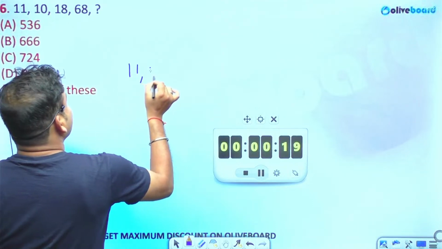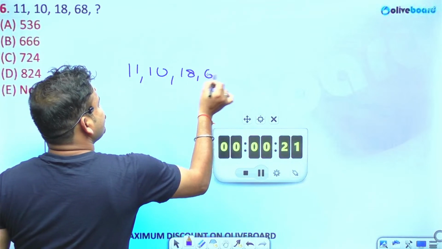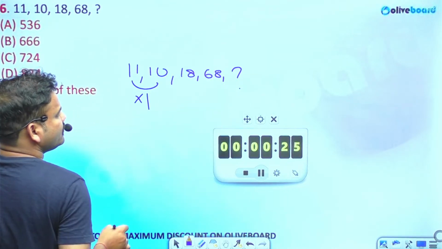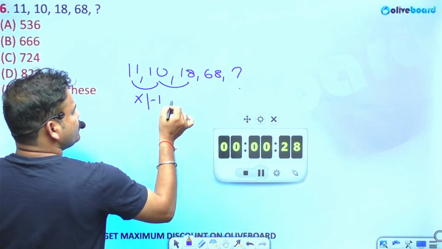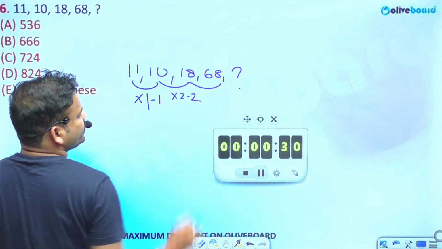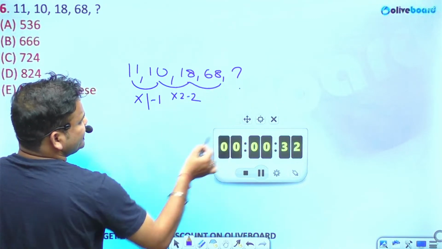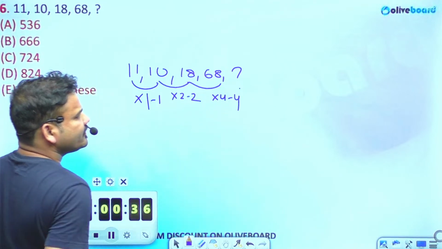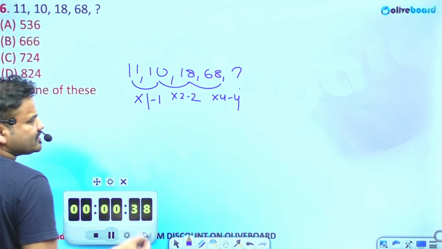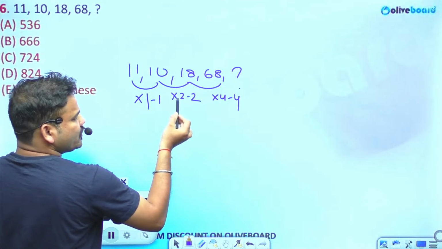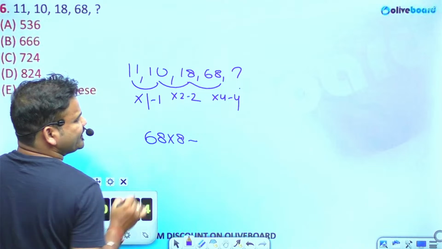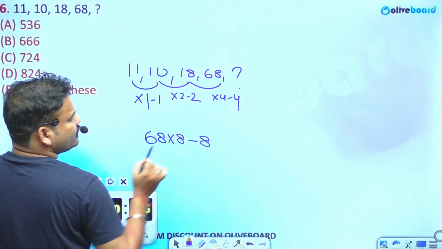11, 10, 18, 68, question mark. So 11 into 1 minus 1, 10 into 2 minus 2. So 18 times what? So this is 18 times 4, 18 times 4 minus 4 you can say. Fine. So what about the next number? So this is 1, 1 double is 2, 2 double is 4. So the answer has to be 68 into 8 minus 8. So that can be the result.